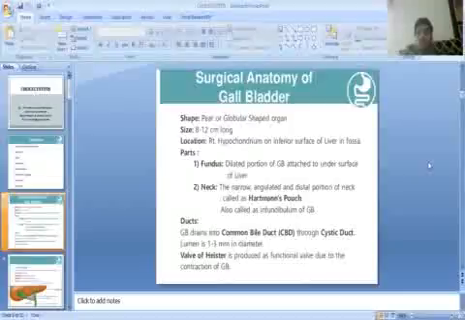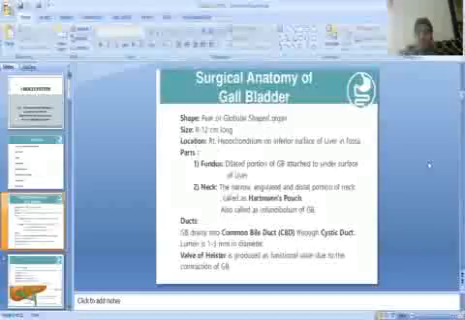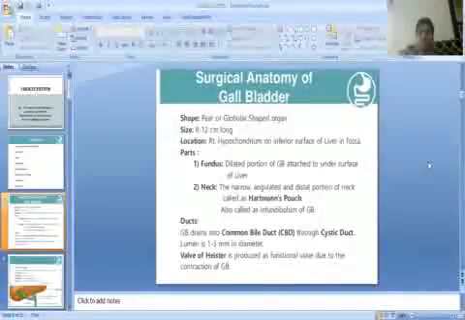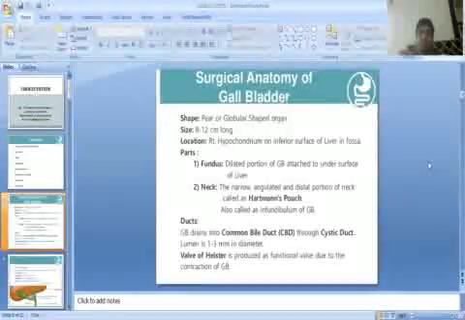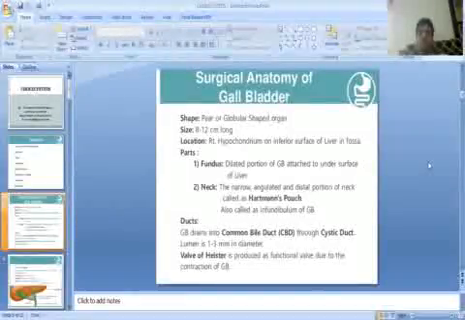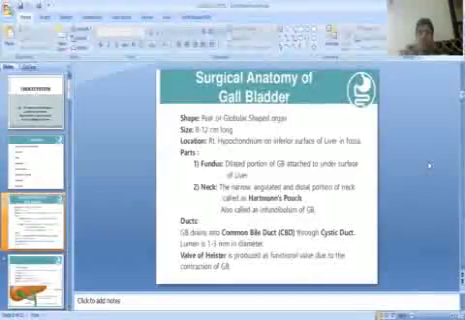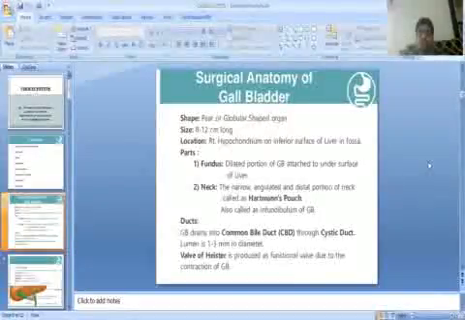8 to 12 centimeters long. Location: right hypochondrium, on the inferior surface of the liver in a fossa. Parts: fundus and neck. The dilated portion of the gallbladder is attached to the undersurface of the liver. The narrow angulated distal portion of the neck is called Hartmann's pouch, also called the infundibulum of the gallbladder. The gallbladder drains into the common bile duct through the cystic duct. Lumen is 1 to 3 mm in diameter.